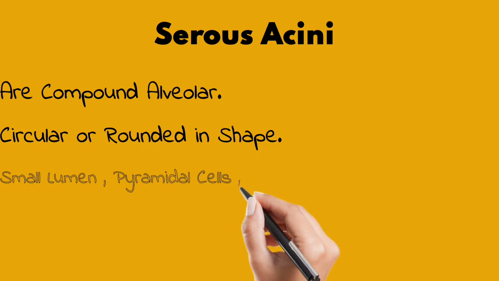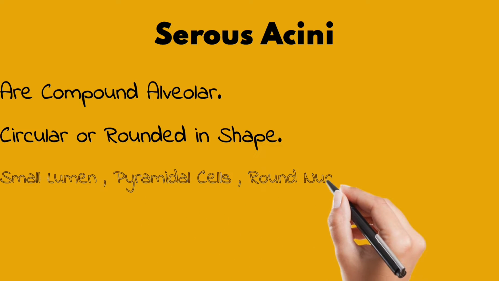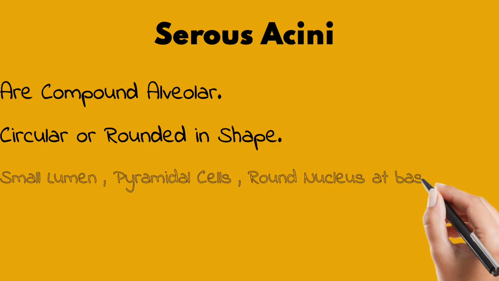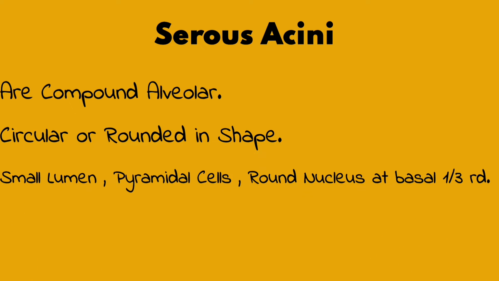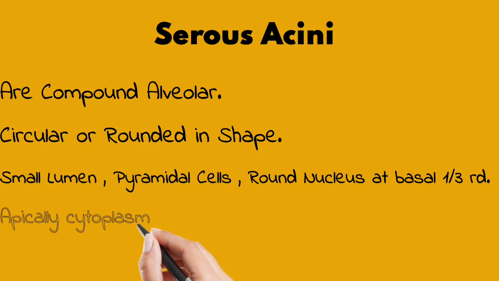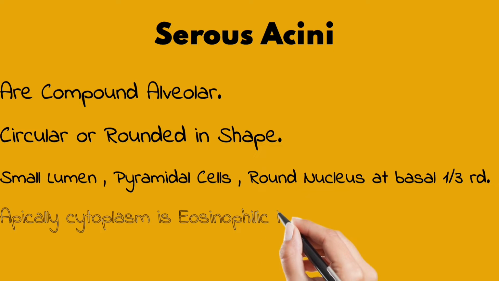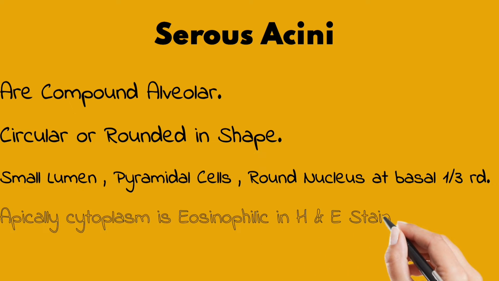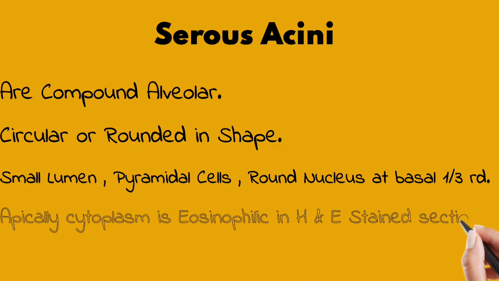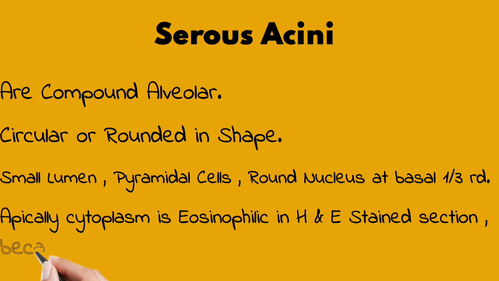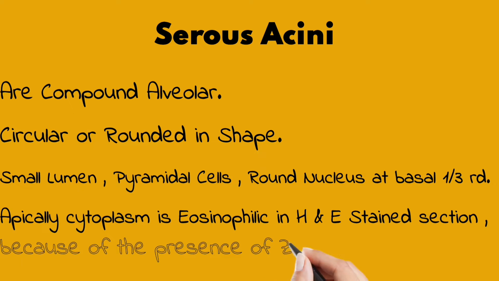Next, the cells of the serous acini are lesser in number and pyramidal in shape. Also, the nucleus is round in shape and placed in the basal one-third part of the cell. All these features are very important, so kindly remember this. Next, the serous acini contain zymogen granules which are stained by the H&E stain because they are eosinophilic in nature.